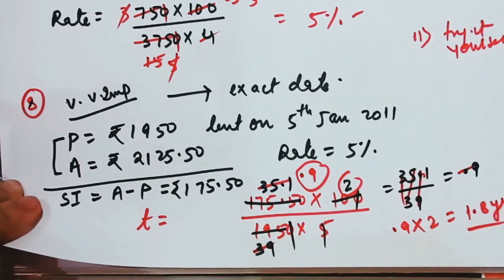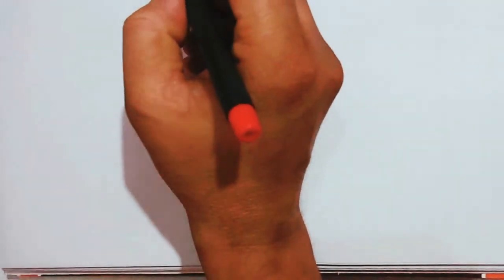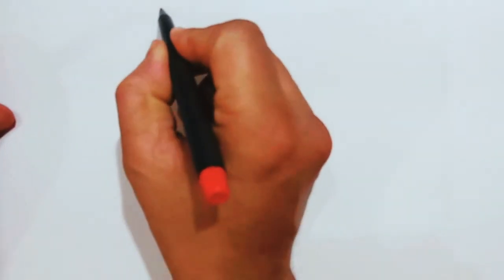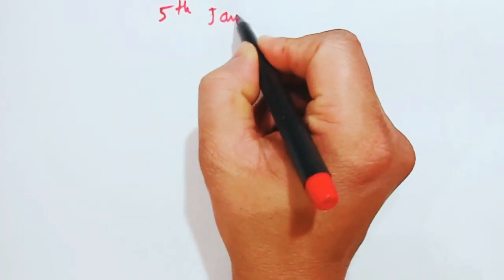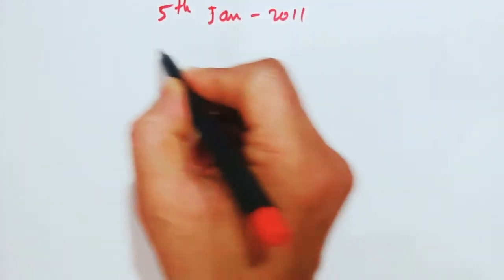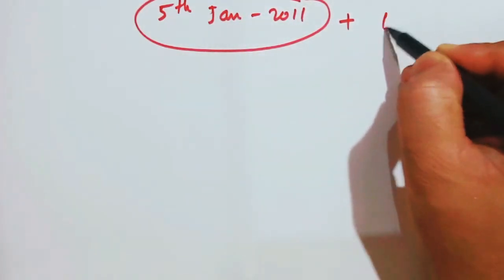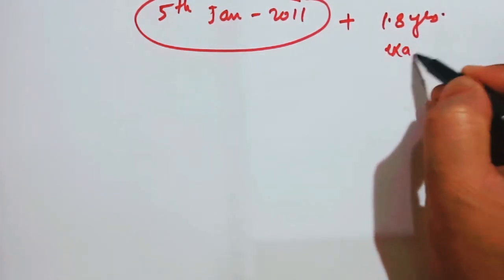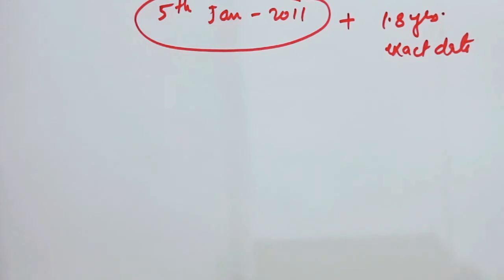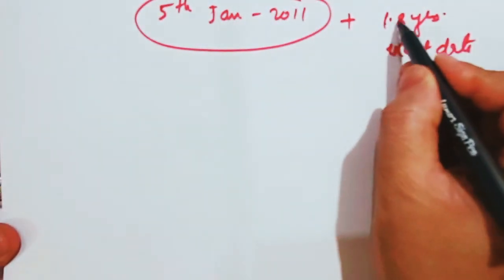When did you take the loan? You took on 5th January 2011. That is, you had taken the loan on 5th January 2011, and here in this one you will have to add how many? 1.8 years, and you will find the exact date. So let's see. In 5th January 2011, this 1.8 years.